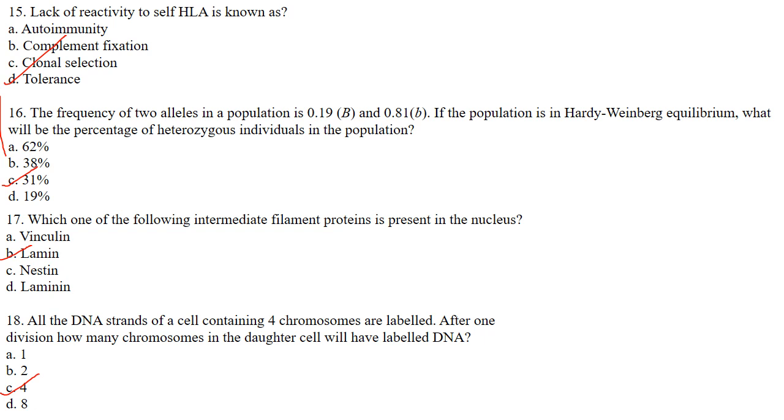Then next one. Which one of the following intermediate filament protein is present in the nucleus? So it is lamin. Answer is option B.